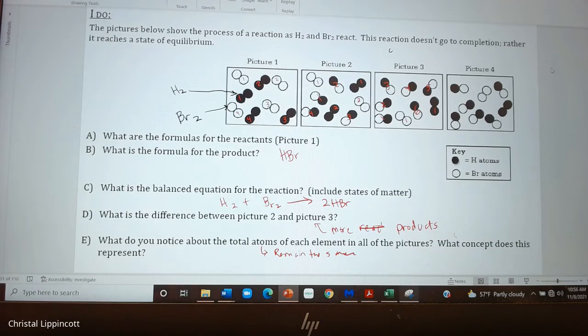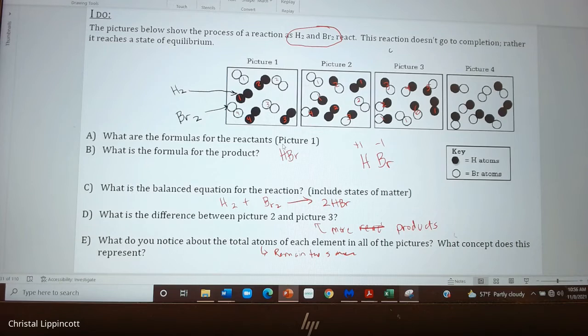Yes, ma'am. So how did you get HBr for the formula? Because hydrogen is a +1 and Br is a -1. So what are the formulas for each reactant? There's H2 and Br2? Yeah. They gave you those right here. And they're diatomics, so that's why they're drawn together here and here.